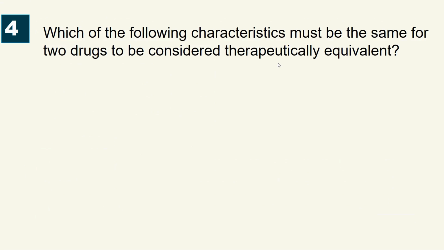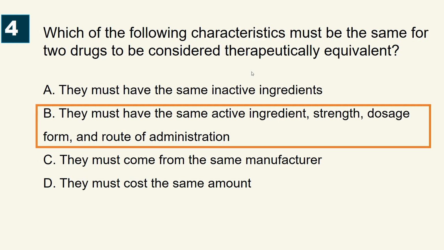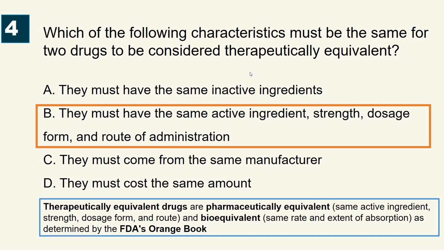Next, which of the following characteristics must be the same for two drugs to be considered therapeutically equivalent? A, they must have the same inactive ingredients. B, they must have the same active ingredient, same strength, same dosage form, and the same route of administration. The correct answer is B; they must be therapeutically equivalent, also known as pharmaceutical equivalent.